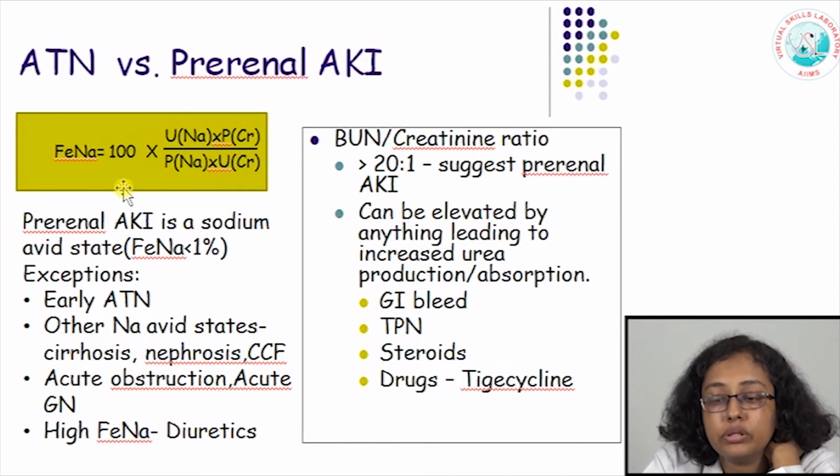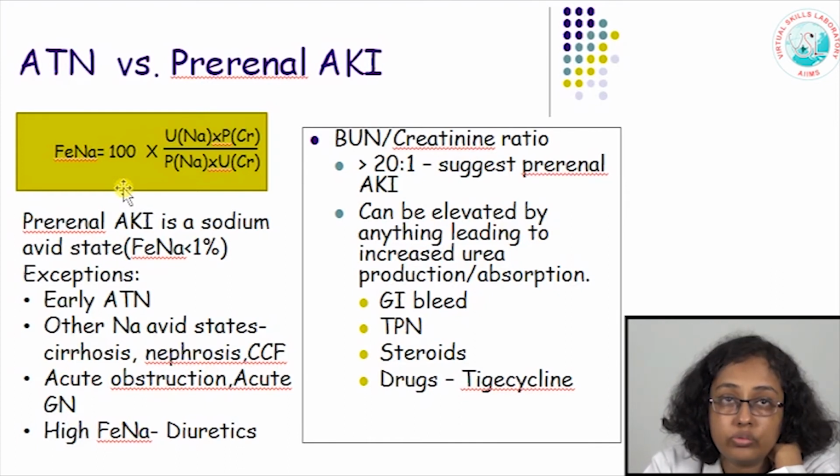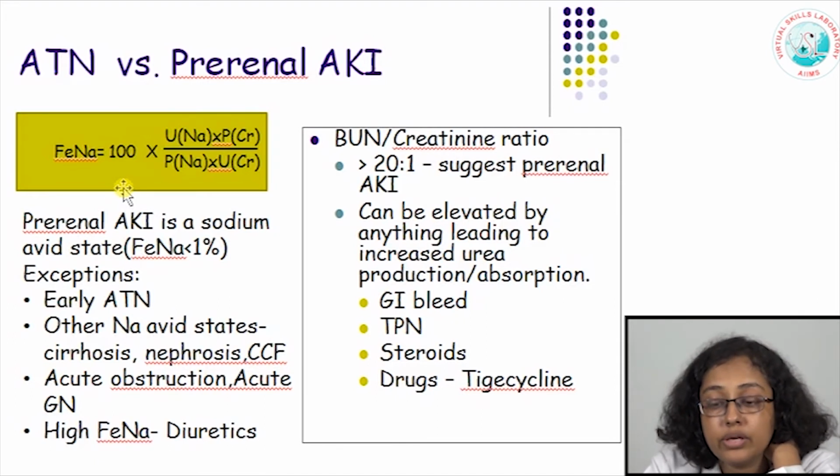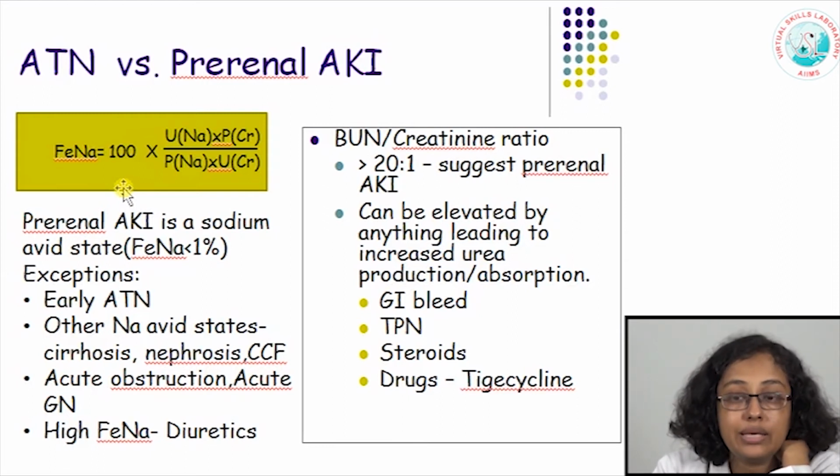The other thing to remember is pre-renal patients usually have a high blood urea compared to the serum creatinine. The ratio is more than 20. So the blood urea to creatinine ratio is more than 20:1. It would suggest a pre-renal cause. But again, this comes with caveats. It could be elevated because of increased urea production or reabsorption, as you see in GI bleeds, steroid use, or certain antibiotics like tigecycline.